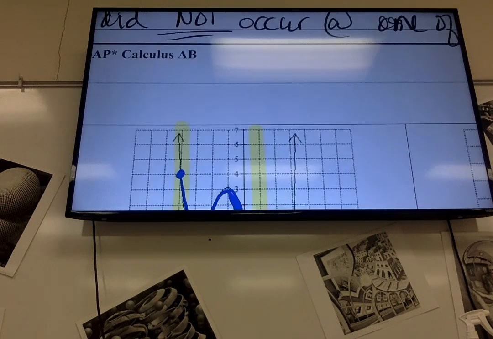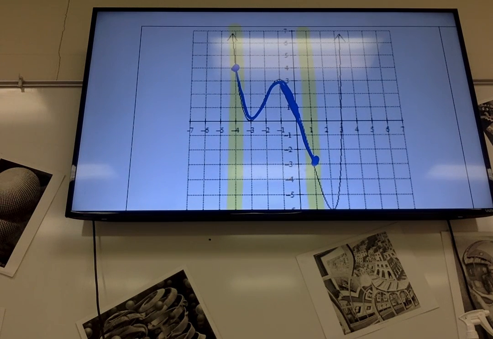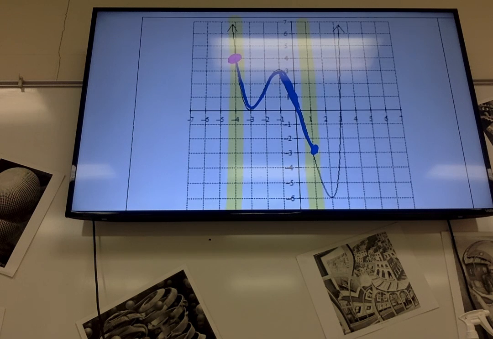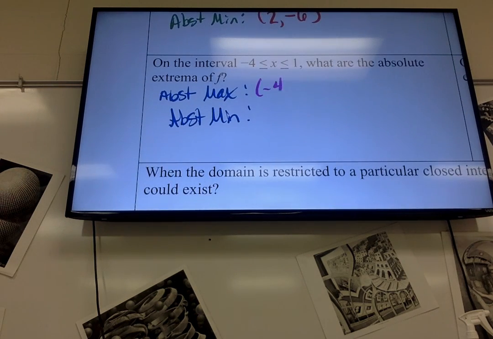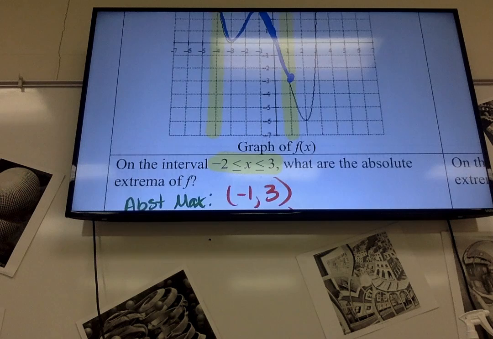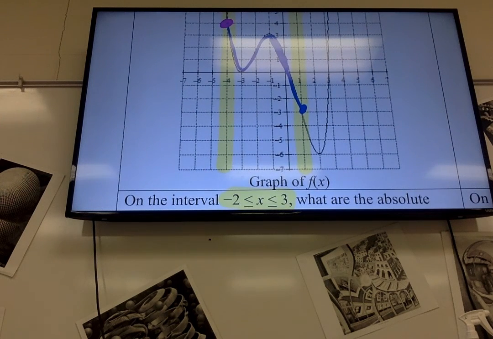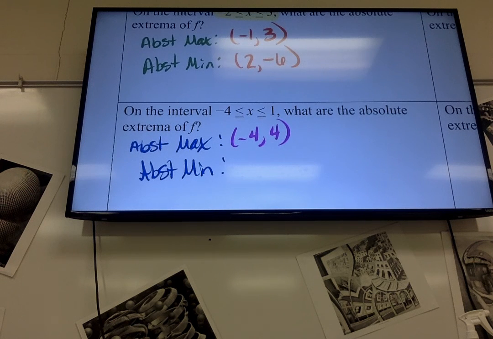Okay, Lilies, what is absolute max? Yeah, it's at, change colors. It's at this point. It's not at the top of the hill or anything, but it is at an end point. So -4, 4. And what's the absolute min? -3, yep. Another end point. Good.